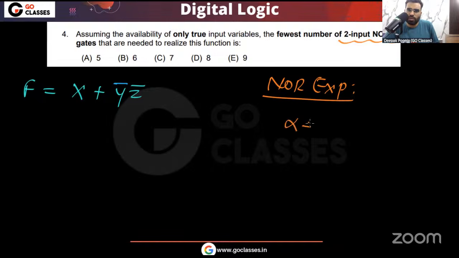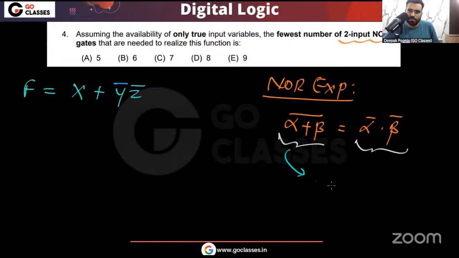What is a NOR expression? A NOR expression means (alpha or beta) whole complement, or I can say alpha complement and beta complement. This is a NOR expression. And remember, for a NOR expression, I need only one NOR gate.